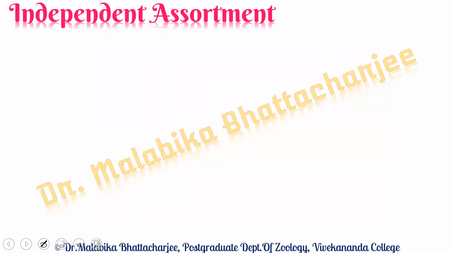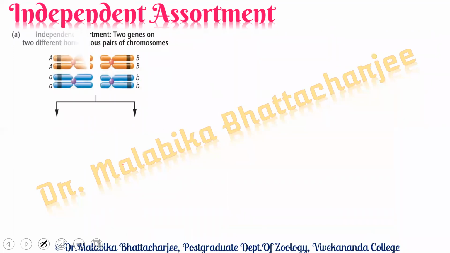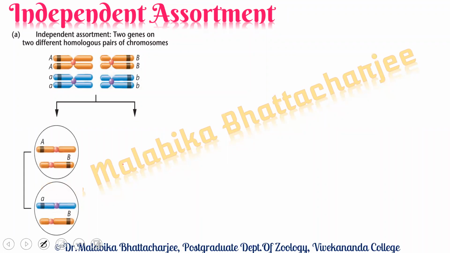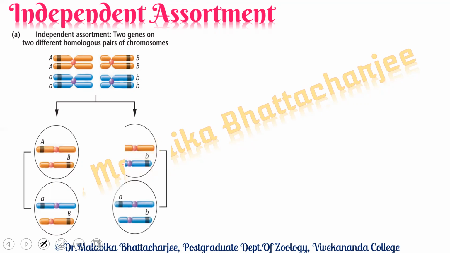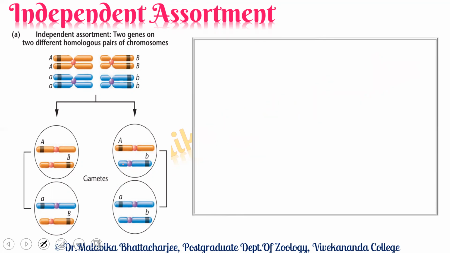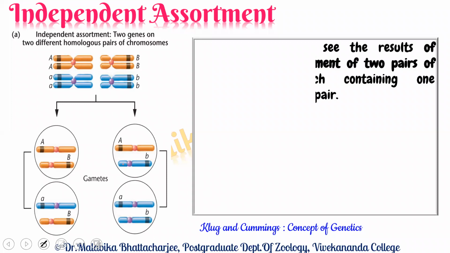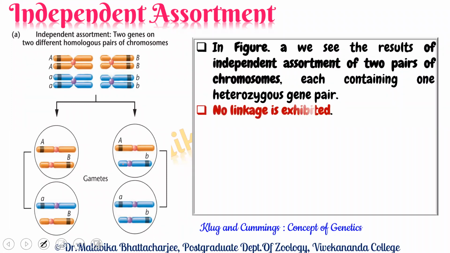To move into more detail on the independent assortment concept, as I said, these are 2 genes on 2 different homologous pairs being independently assorted. We have discussed this. This is a structure of independent assortment shown in 2 pairs of chromosomes, each containing 1 heterozygous gene pair. Since the 2 genes in question are on 2 different chromosomes, the concept of linkage does not arise. No linkage is exhibited.